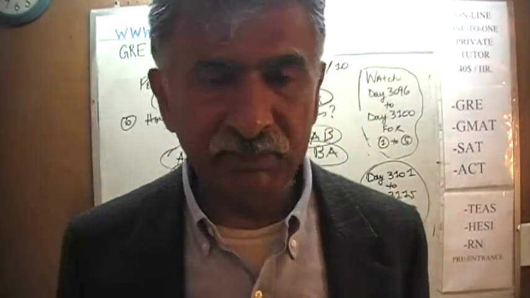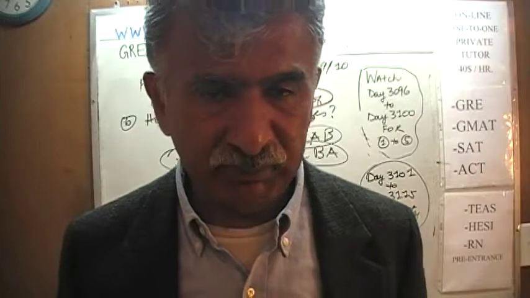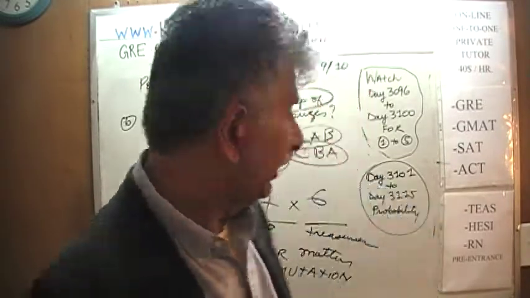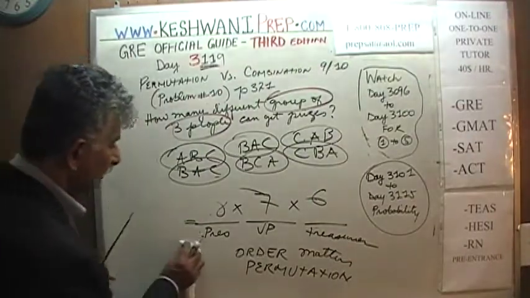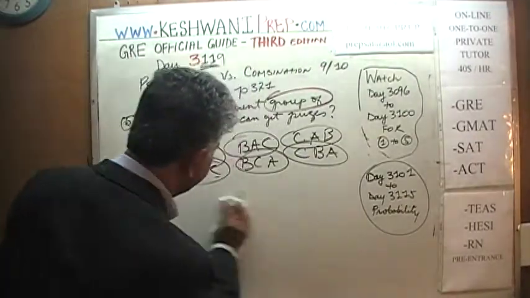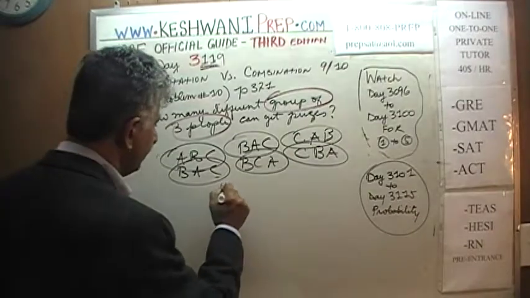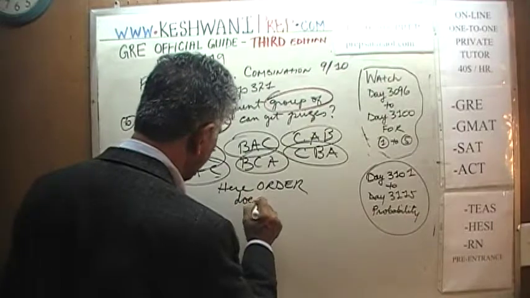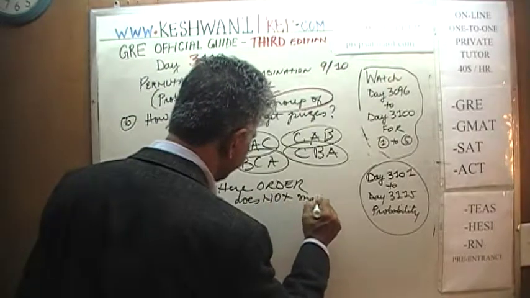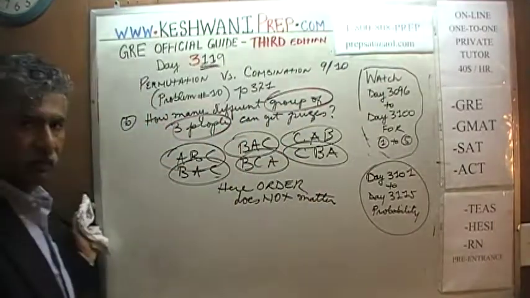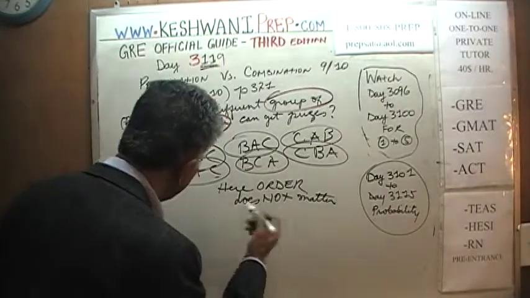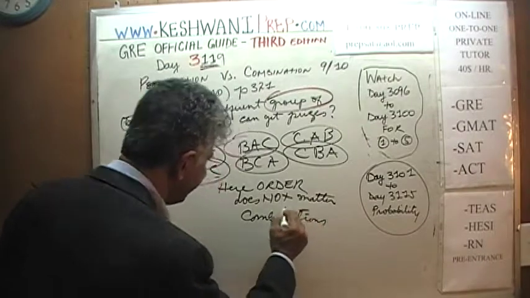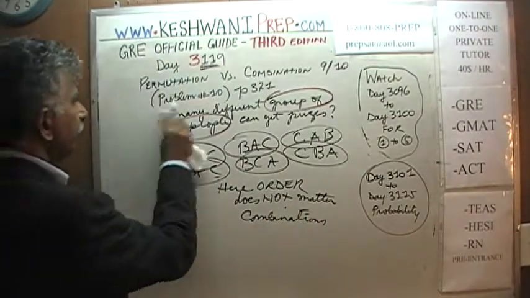Group of three people simply means exactly what it says. It's just a group of three people. Order does not matter. When we're talking about groups of something, order does not matter. Since order does not matter, we're not dealing with permutations, we're dealing with combinations. So let's do it on the top here.